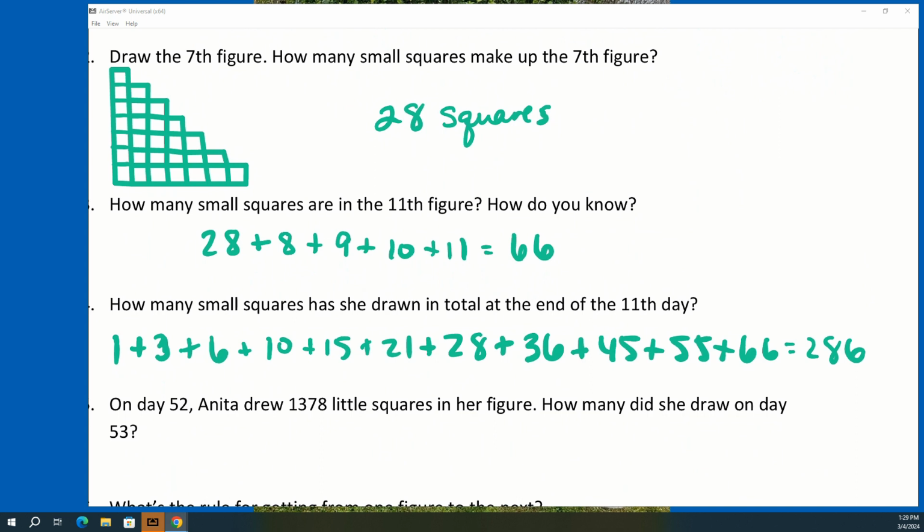Right, and then because you did all that on number 4, I heard a bunch of people figuring out what to do on number 5. So we know how many on day 52. What would I do to that to get day 53? Perfect.